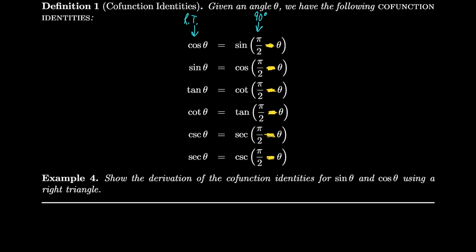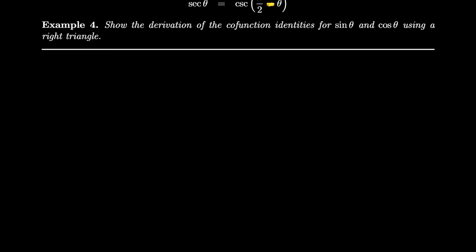It says, show the derivation of the cofunction identities for sine and cosine using a right triangle. And the rest of them follow from the fact that we can define cosine and sine this way, because remember, tangent, cotangent, cosecant, and secant are all just different forms of sine and cosine. So let's look at example 4 here.